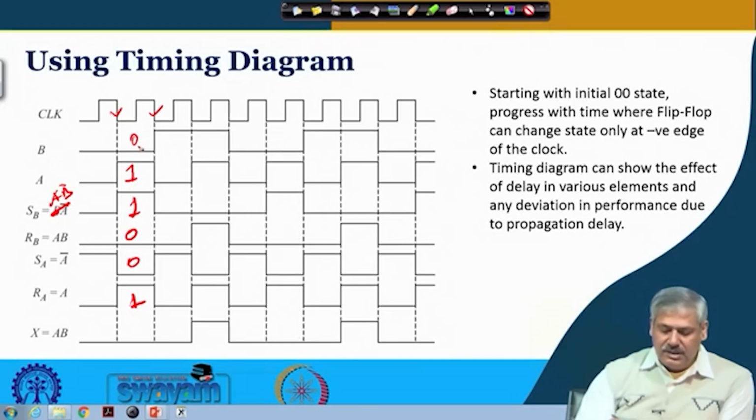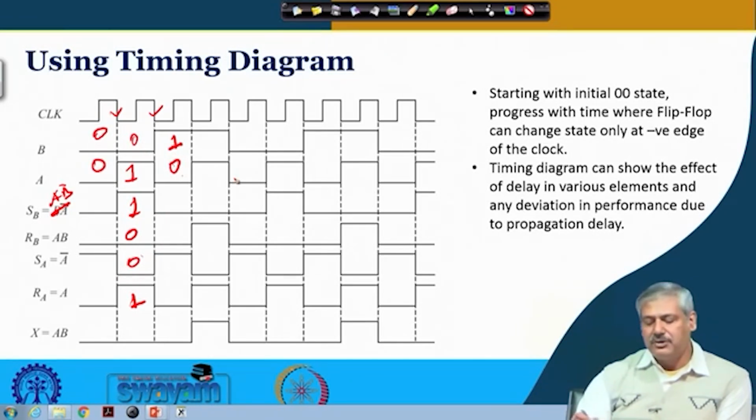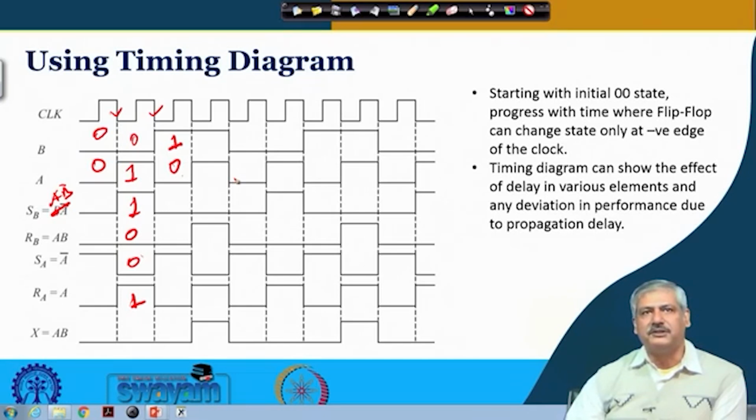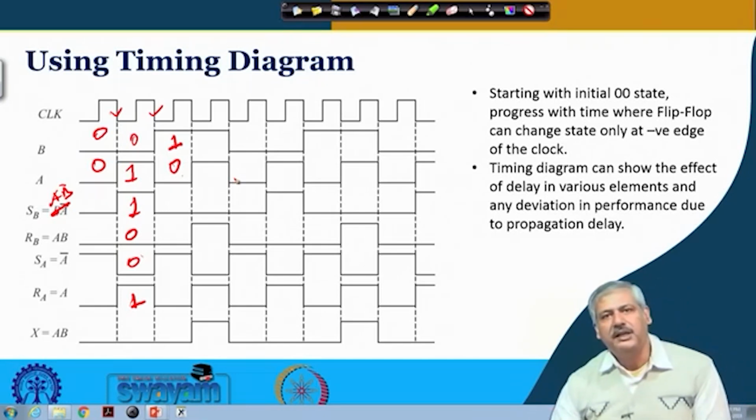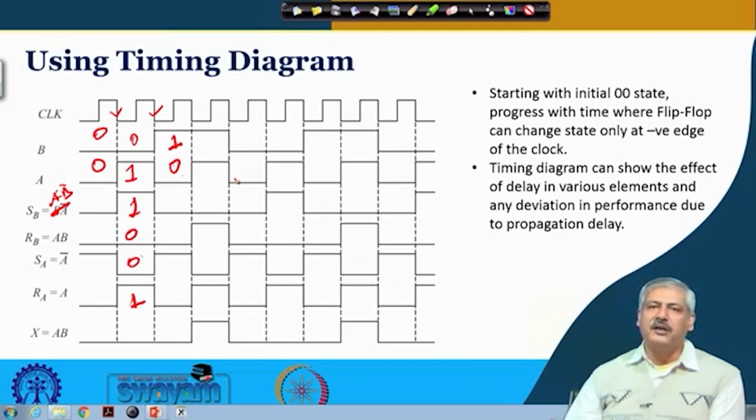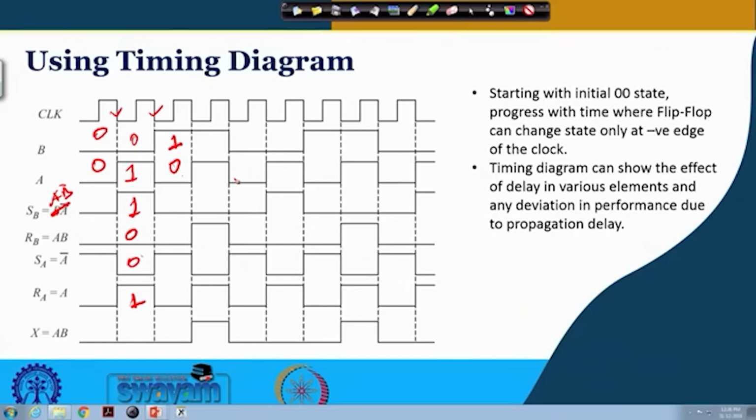1 0. So, sorry, SB is 1 0. So, B becomes 1, and SA is 1 0. So, SA is 0 1, SA RA. So, it becomes 0. So, from 0 0 it goes to 0 1, then 1 0, and then you can see that it goes to 1 1 and then again it repeats at 0 0. So, this is the way the timing diagram can be used to show how the circuit moves.